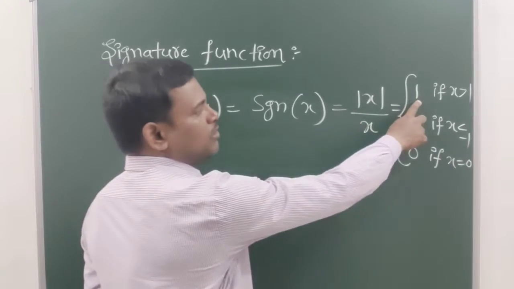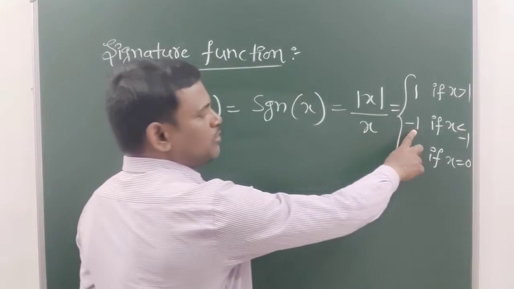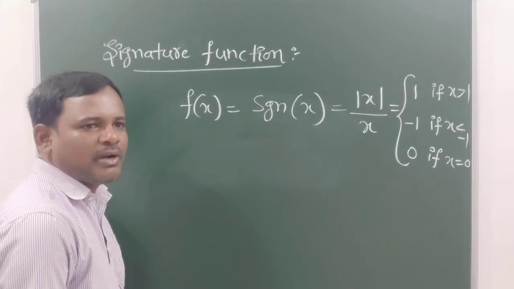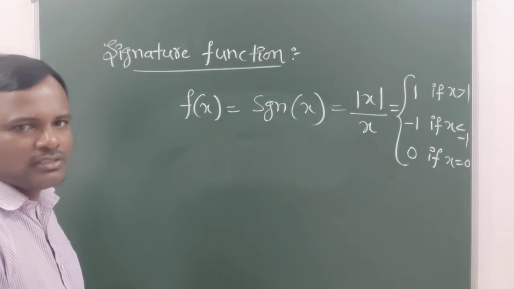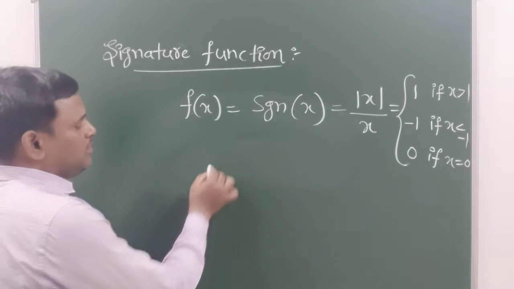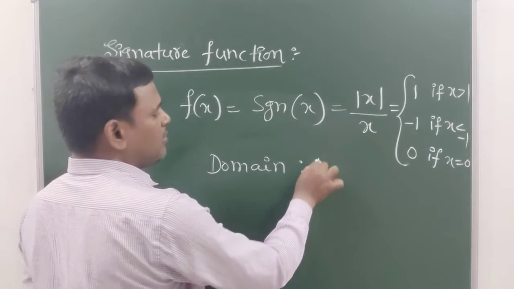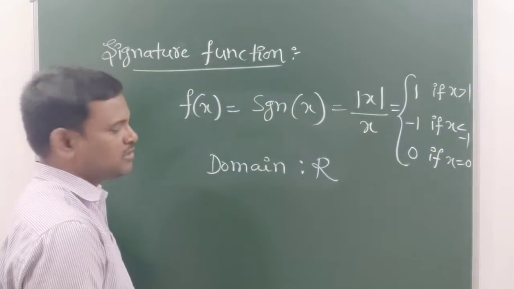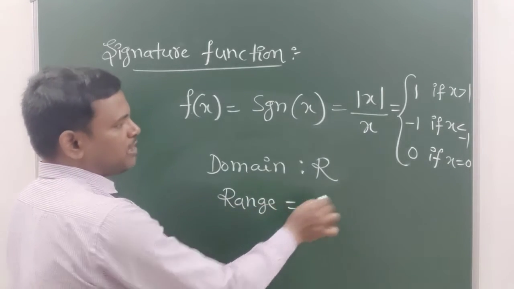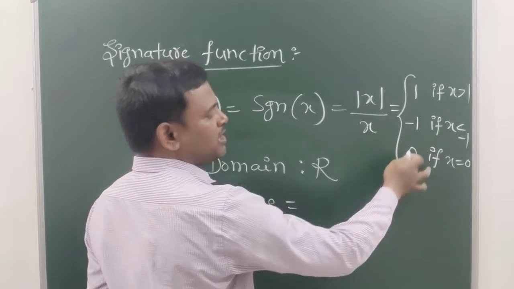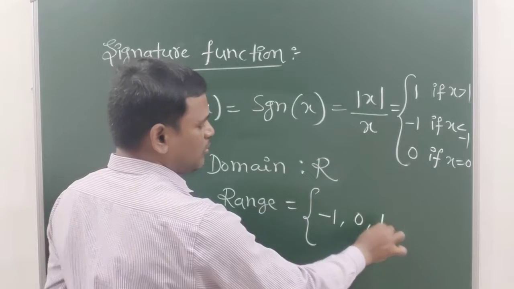The range value is 1 whenever the domain value is positive, minus 1 whenever the domain is negative, and 0 whenever the domain is 0. What do we comment on the domain of the signum function? It is defined for the set of all real numbers. And what about the range? In the range we get only 3 elements: 1, minus 1, 0. The set of minus 1, 0, 1.